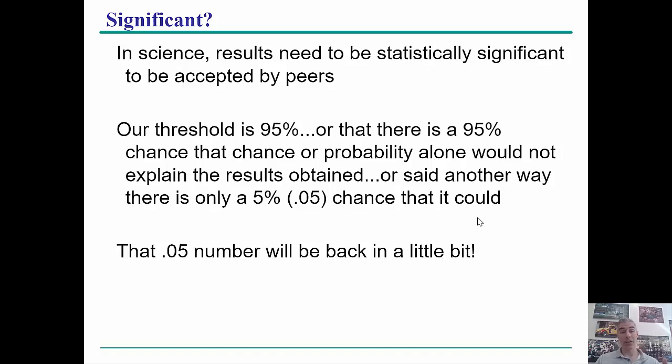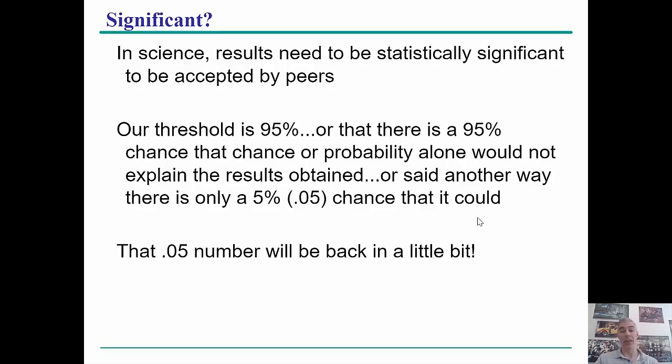So as I mentioned before, our goal in science is to determine if something is statistically significant, because if we find statistically significant differences, those will be accepted by peers. Our threshold is 95%, or a 0.05 chance, or a 5% chance, not 0.05% chance, but a 5% chance that randomness could explain our results. That's our threshold. So with a 95% chance that randomness did not explain it, we say we can be pretty confident that our data is significant. Now, where did that value come from? It is completely arbitrary. We've just determined that.